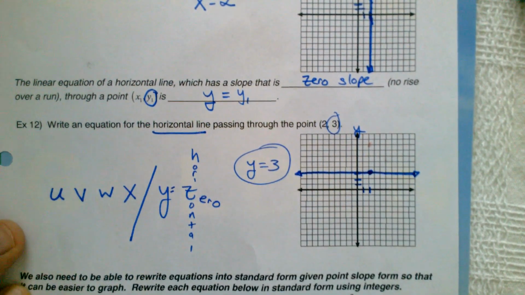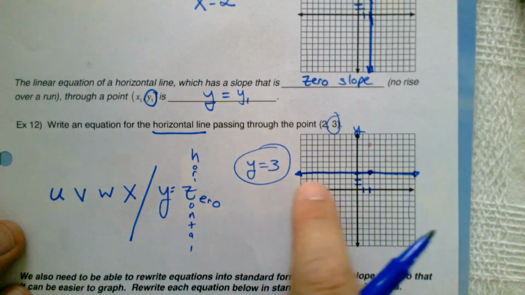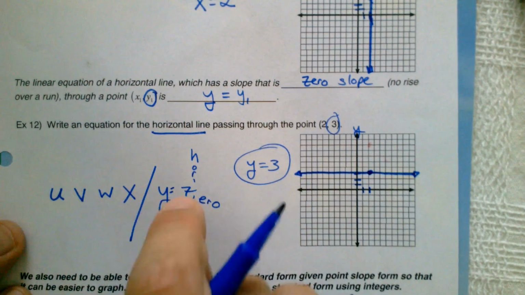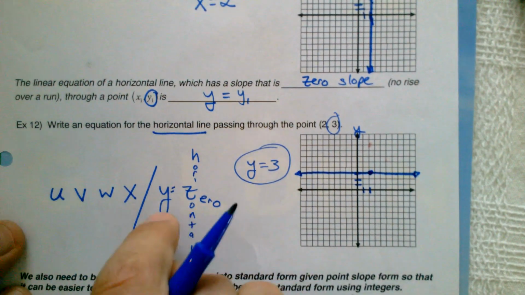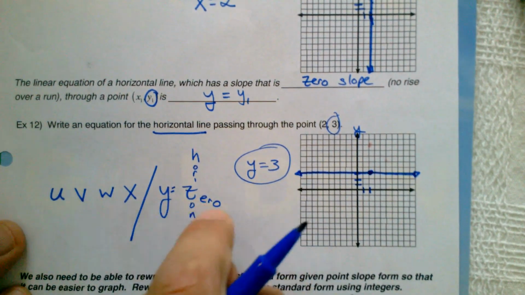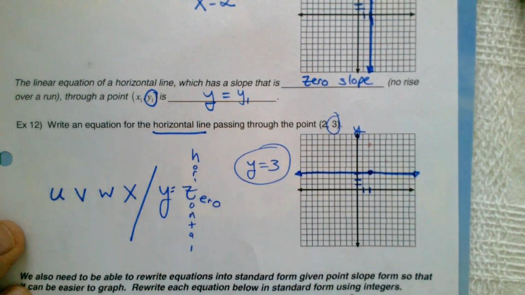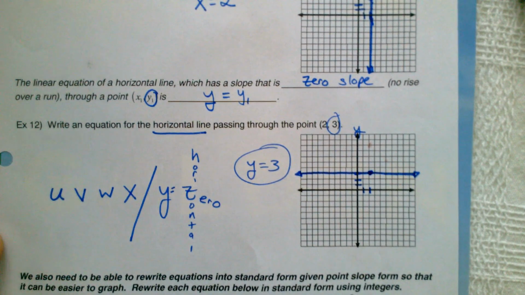Okay, and again, what is a horizontal line? It looks like the horizon. It has Z's in it. So Y is right next to Z in the alphabet. A Y equals line has 0 slope. 0 slope is a Y equals line. That's a horizontal line like the horizon.